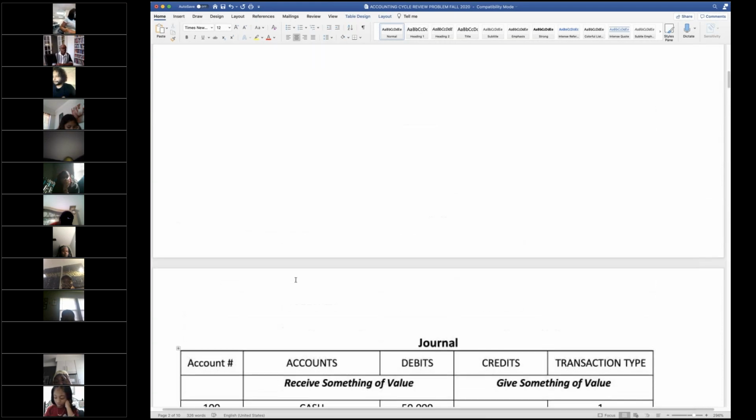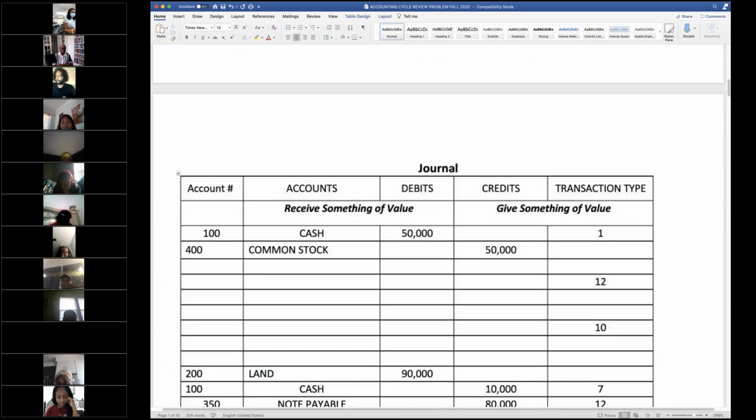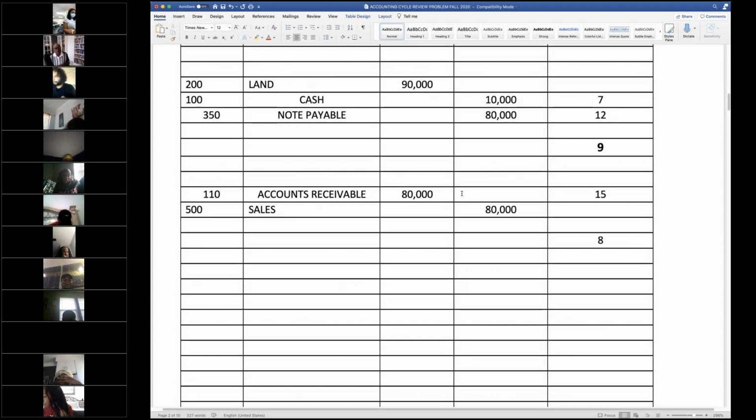What's our next transaction? Paid on accounts payable. I'm going to let you all handle that one. What type is that? That's a type 8. Make the journal entry. Note payable. Got it made?